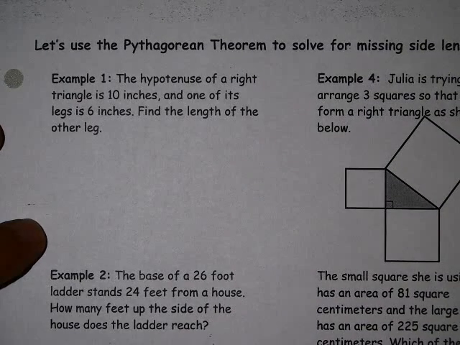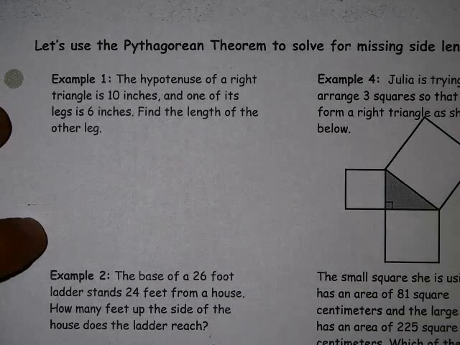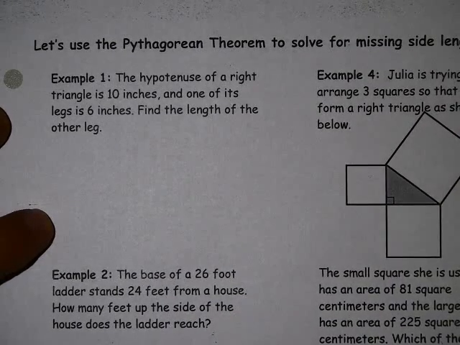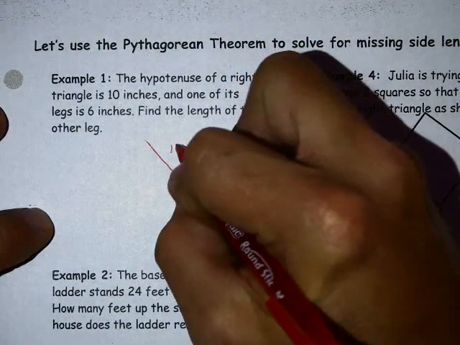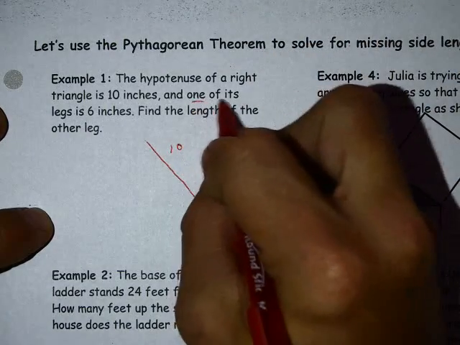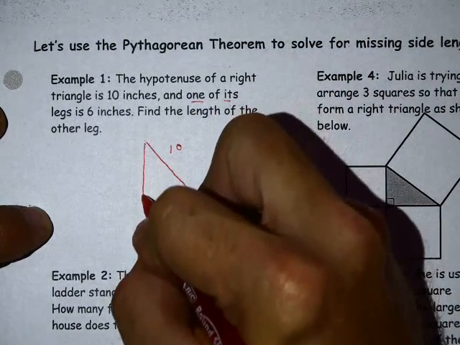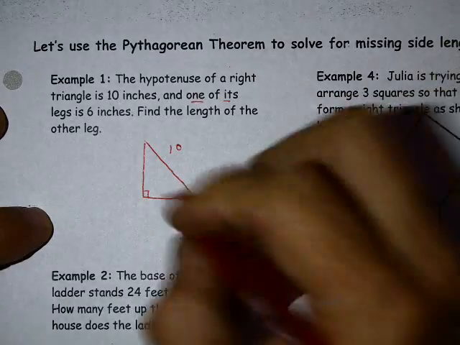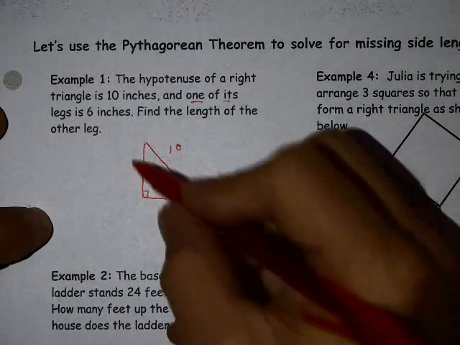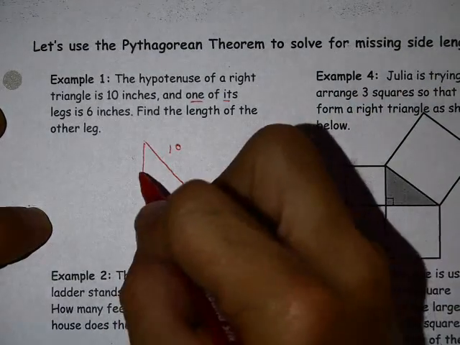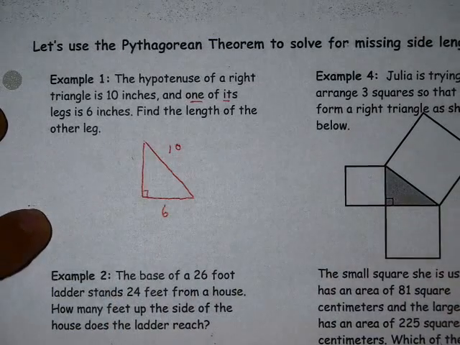So your notes: the hypotenuse, which you should know from all the talk we've done with this, of a right triangle is 10 inches, and one of its legs is 6. That means I can pick whichever one I want. I can say that one's 6, I can say this one's 6, and we're trying to find the length of this other side right here.